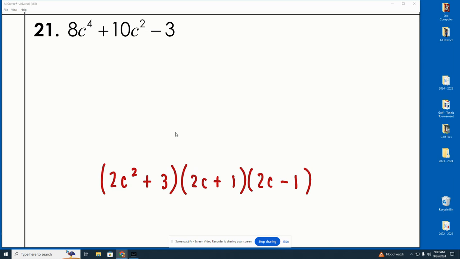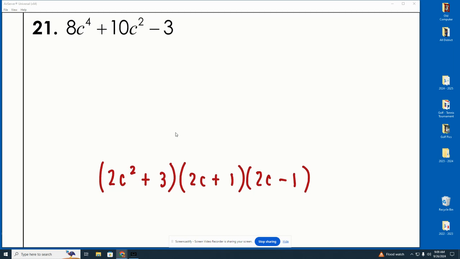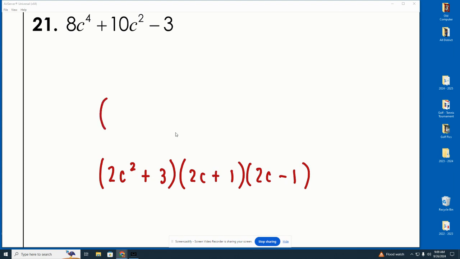What do you think? Did y'all do good on that one? Everybody? You got stuck right before it? You got to 2c squared plus 3 times 4c squared minus 1? That's where you got?